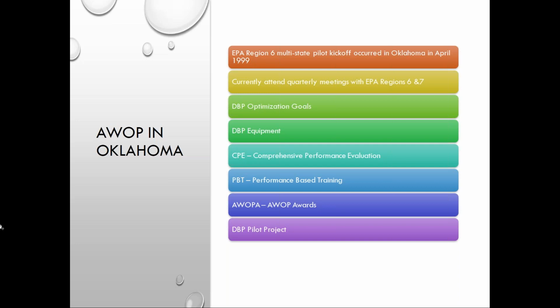So it's such a privilege to work with all these states and the EPA regions and learn so much from them regarding optimization. The next 6 items I'm going to talk about in more detail in subsequent slides. They include Oklahoma's DBP optimization goals, some of the special equipment we have to help with DBPs in our water systems, comprehensive performance evaluations known as CPEs, performance-based training, PBTs, AWAP awards, and our DBP pilot project. Next slide, please.